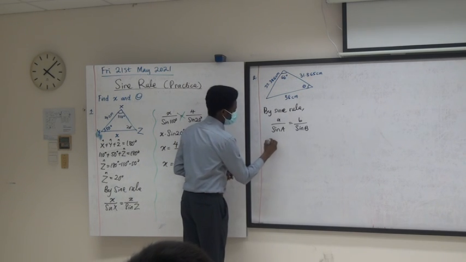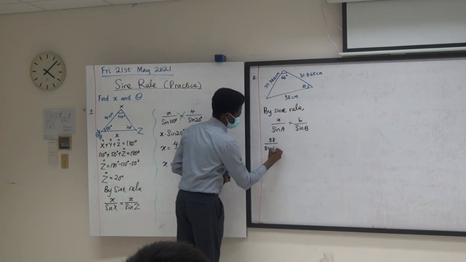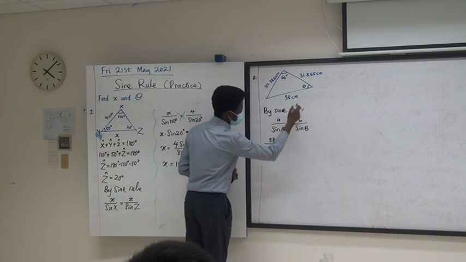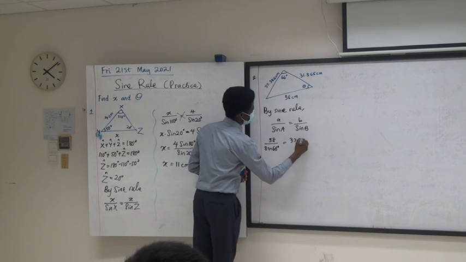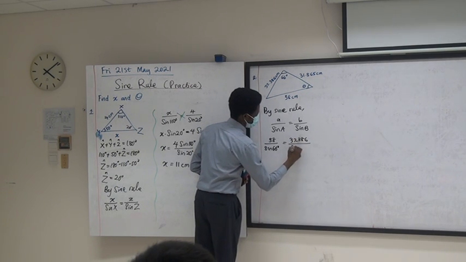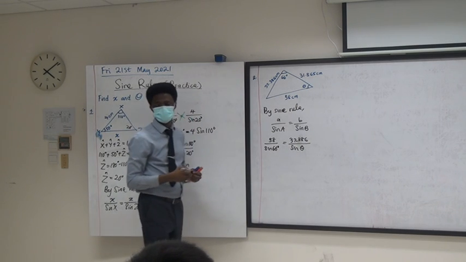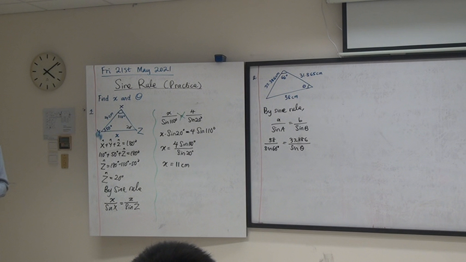38 over sine 66. And if this is the complete one? 37.386 divided by sine theta. That's it. Understand?